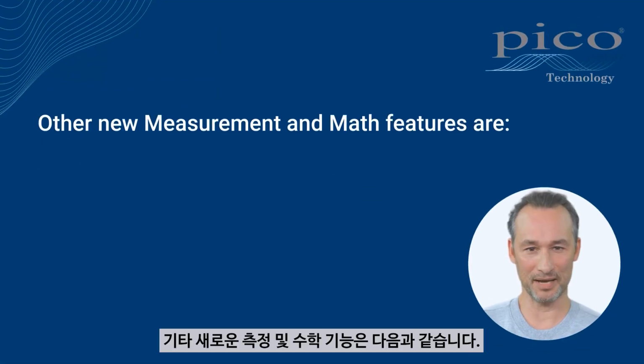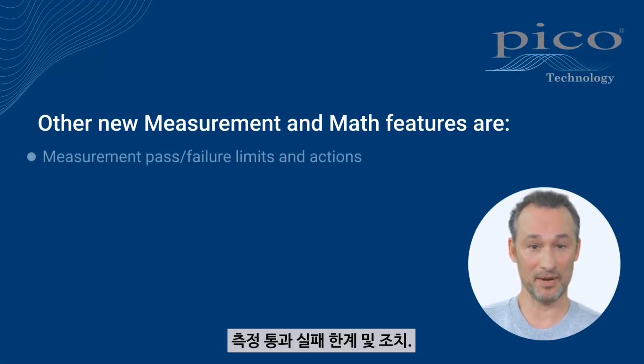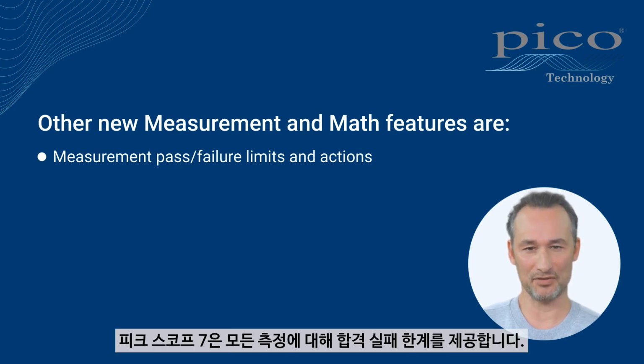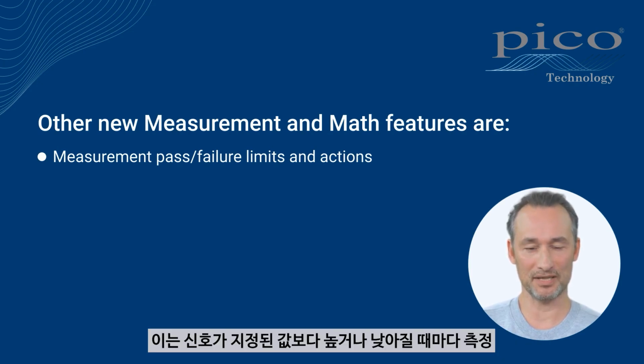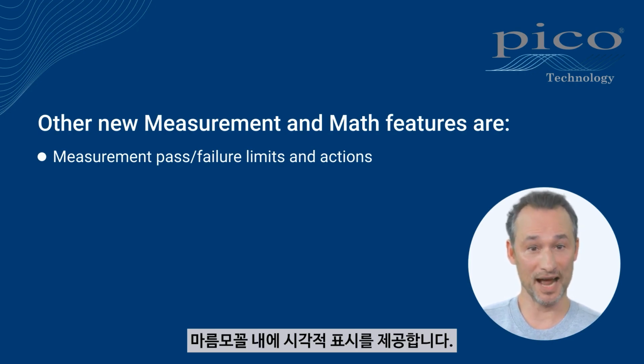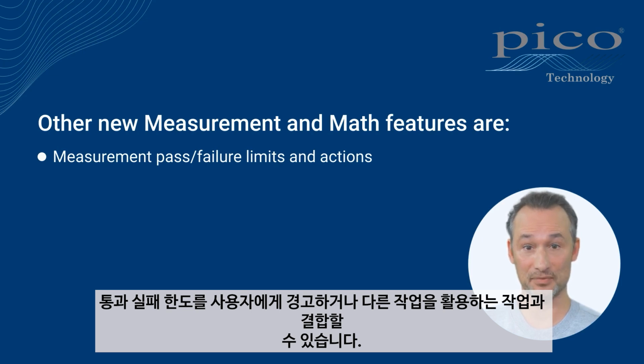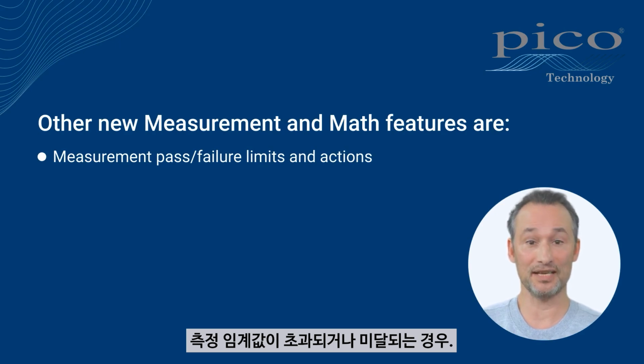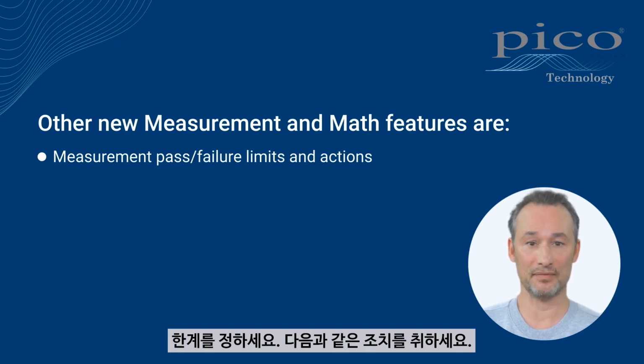Other new measurement and math features are measurement pass-failure limits and actions. PicoScope 7 offers pass-failure limits for any measurement. This gives a visual indication within the measurement lozenge whenever the signal goes above and/or below a specified value. Pass-failure limits can be combined with actions to alert the user or utilize other actions when a measurement threshold has been exceeded above and/or below set limits.